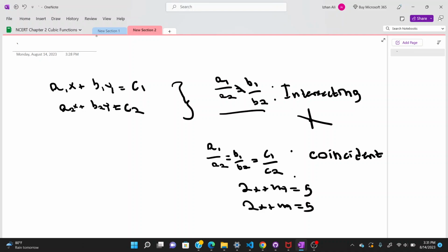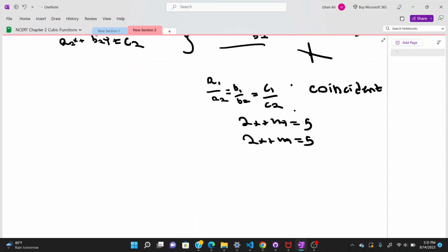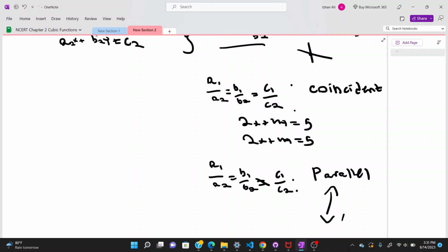Parallel lines is if we have a1 over a2 equals b1 over b2, which is not equal to c1 over c2. We say these lines are parallel. It means they never intersect and they have no solutions.